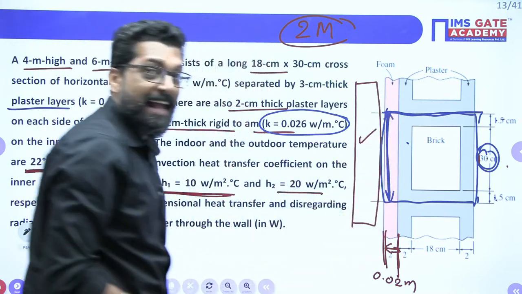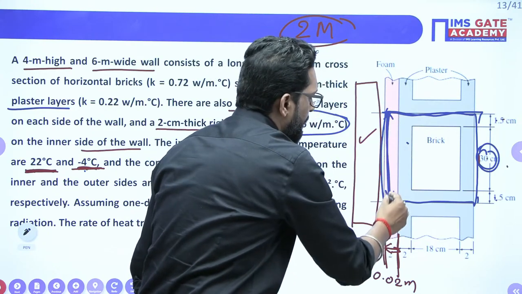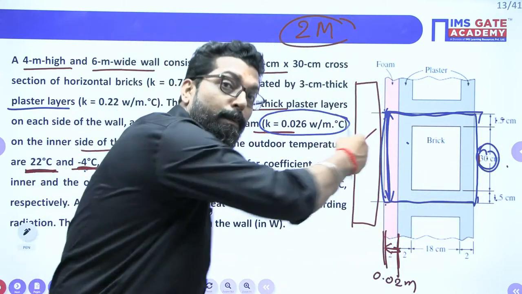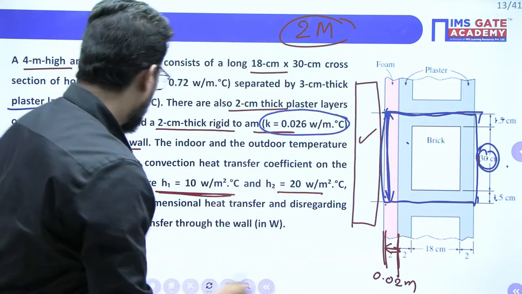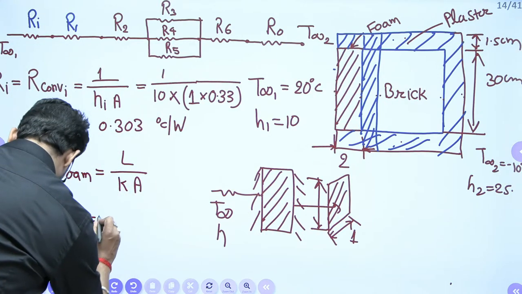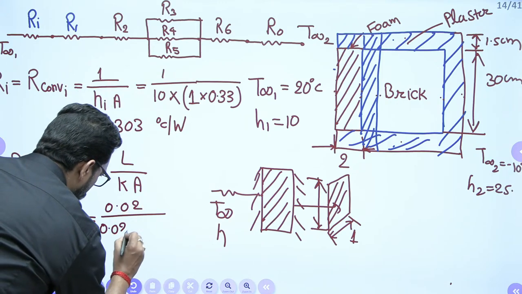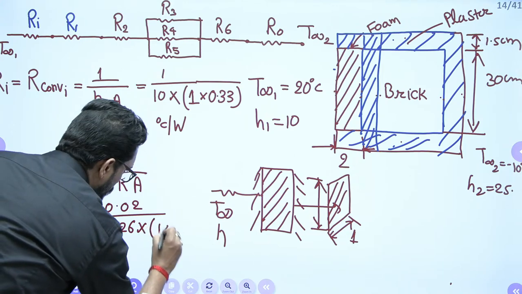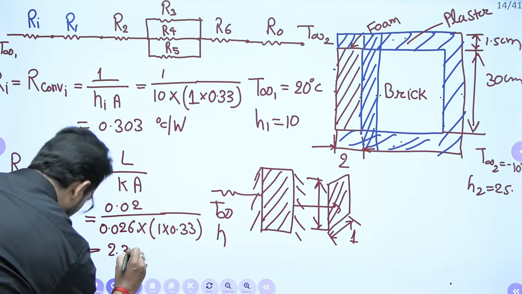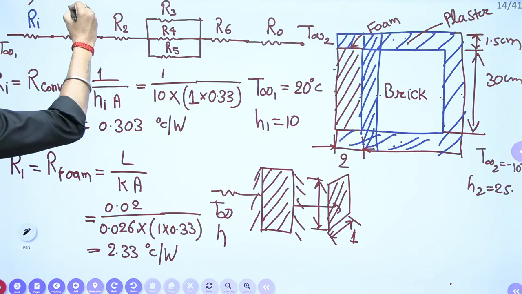Now, what is the area? Area of this foam, this height. Height is what, beta? 0.33 meter, into perpendicular to the board, 1. So it is L, 0.02 divided by thermal conductivity 0.026 into area, 1 cross 0.33. Now, if you solve, this is your 2.33 degree centigrade per unit watt. So you have to calculate R1.